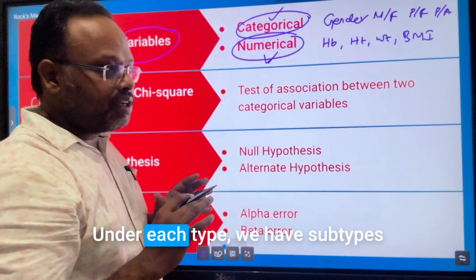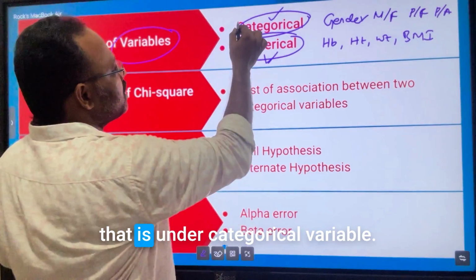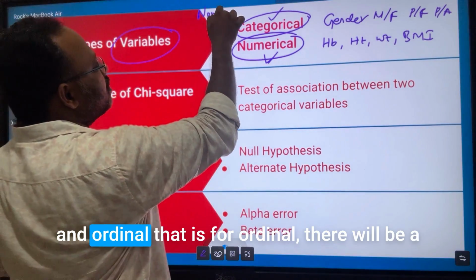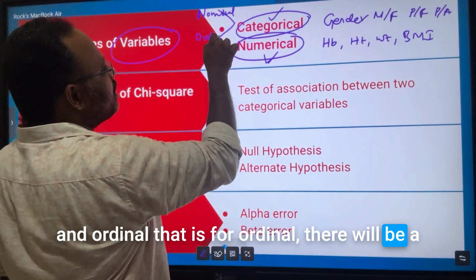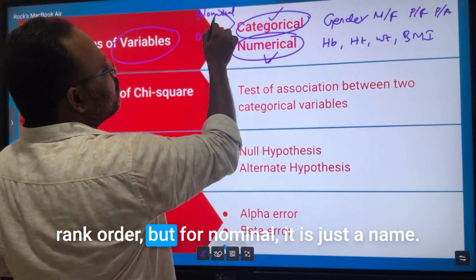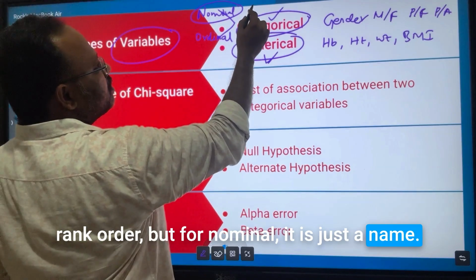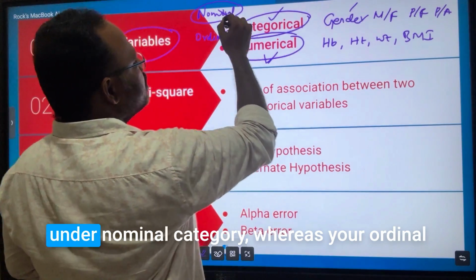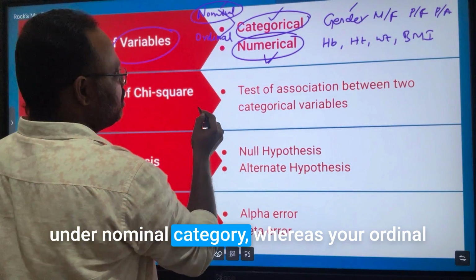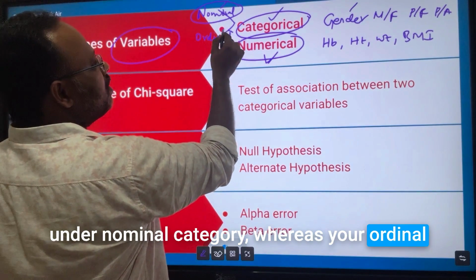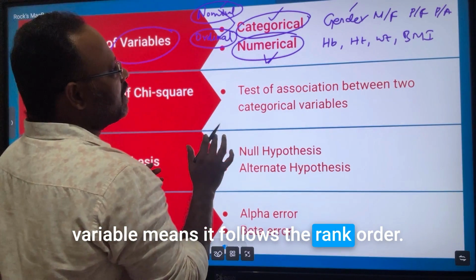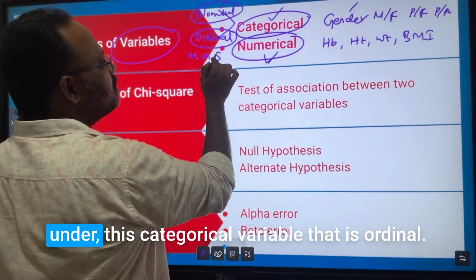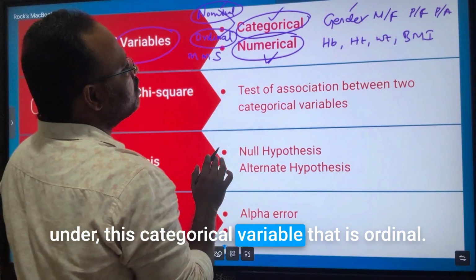Under each type we have subtypes. That is, under categorical variable we have nominal and ordinal. For ordinal there will be a rank order, but for nominal it is just a name. For example, gender and blood grouping all come under nominal category, whereas an ordinal variable follows a rank order. Mild, moderate, severe, all come under this categorical variable, that is ordinal.